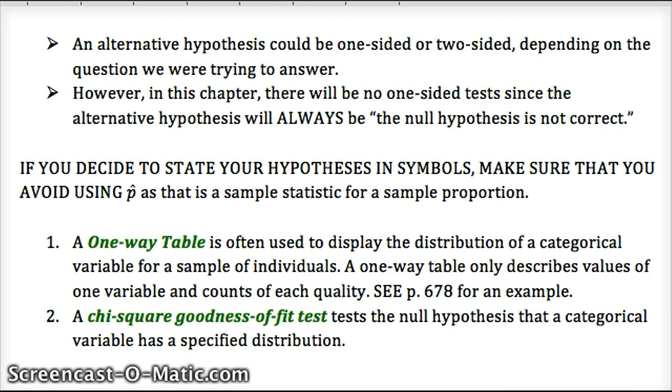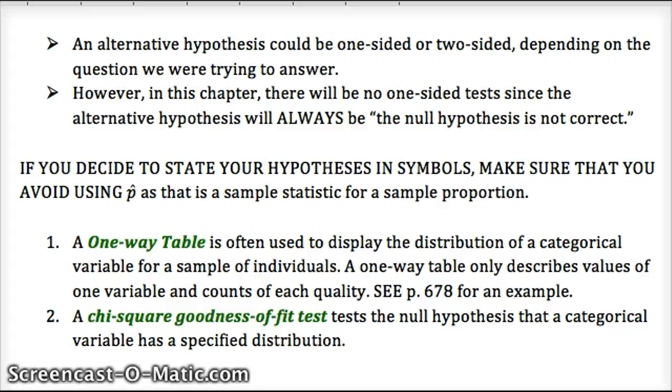When stating your hypothesis, you're going to be looking at observed counts and expected counts, and your hypothesis is often going to use symbols. You may use the letter P for a proportion, for example, of candies from a machine that are a certain color: red, blue, yellow. Remember, don't use p-hat, as that indicates a sample statistic, and our null hypothesis is making a claim about the actual parameter, not the sample statistic. A one-way table is often used to display the distribution of categorical variables. We'll talk about that in class and see what you think.